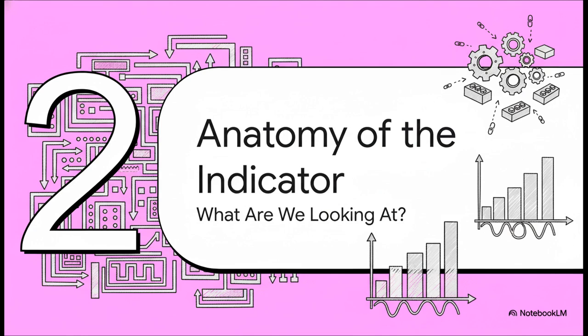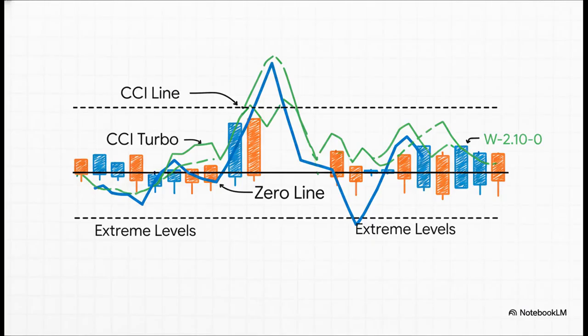All right, so what are we actually looking at when this thing is on our chart? I'll admit, when you first load it up, it can look a little busy. But let's break it down. It's really just a few key pieces all working together in perfect sync. Let's walk through this dashboard. The main solid line, that's your trend CCI. It's telling you the overall trend direction. That faster, dotted line, that's the CCI Turbo, and it's your trigger for spotting entries.